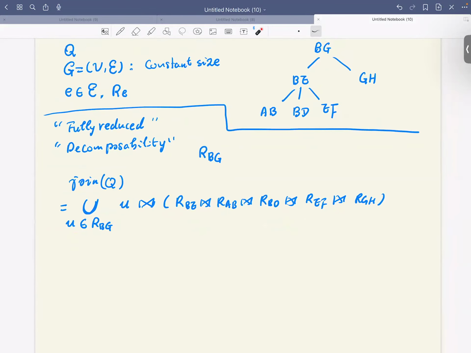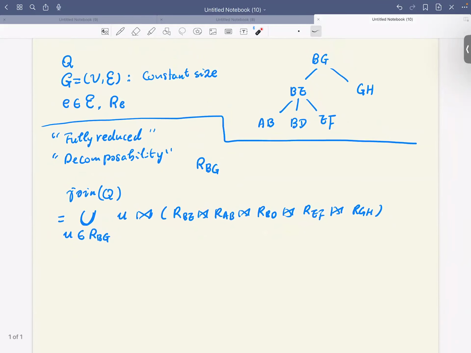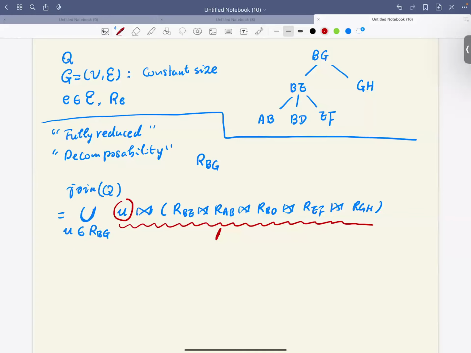Good. Now let's get to the decomposability part. All right. So now let's focus on this. Decomposability is about this small join, this individual join. Why did I say individual? Because I'm talking about an individual tuple here, U. So decomposability says, you know what? For this expression, there is a Cartesian product behind it. This is what decomposability is saying. All right. Now let's look at this.